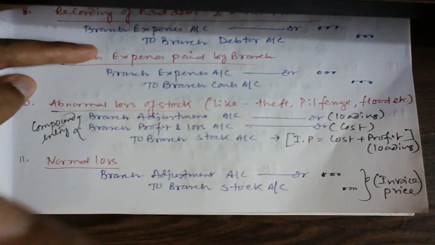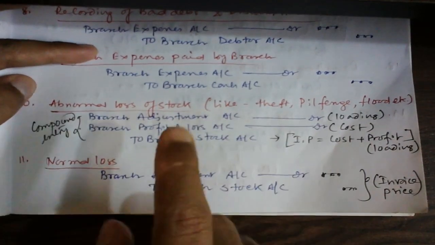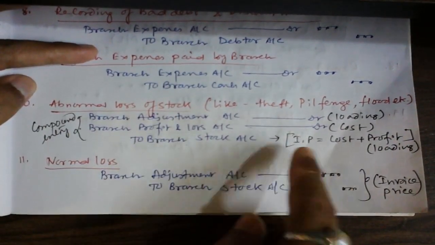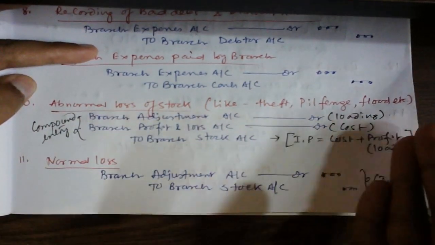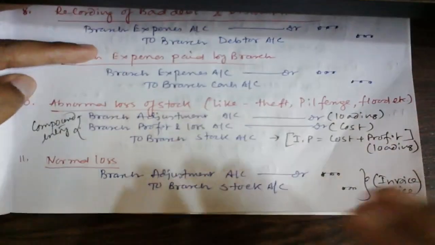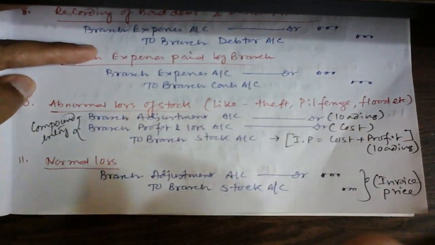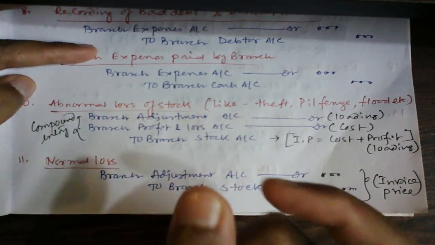So definitely, when stock is damaged, stock decreases, that's why branch stock is credited at IP. IP means cost plus profit. Branch adjustment is debited. Why, sir? Because in the IP there is an amount of profit involved.